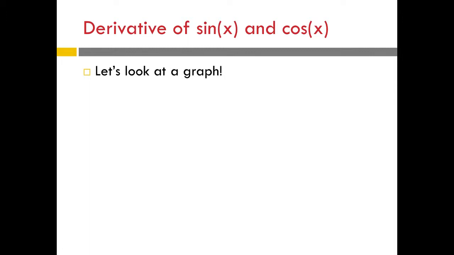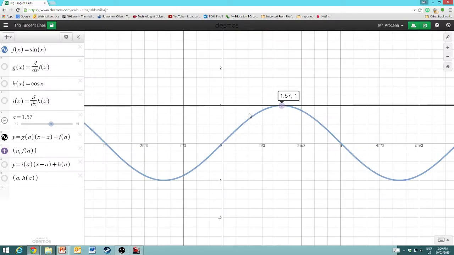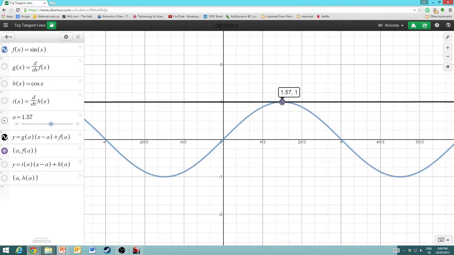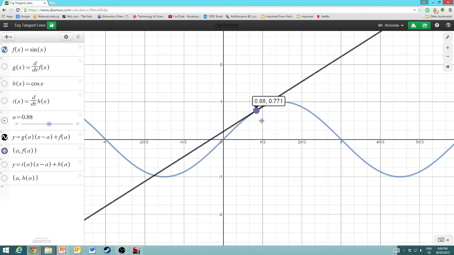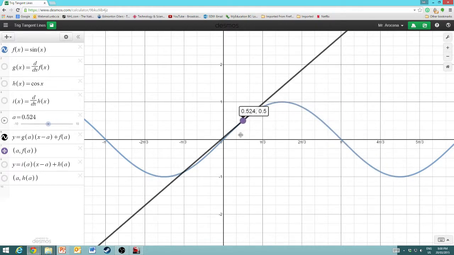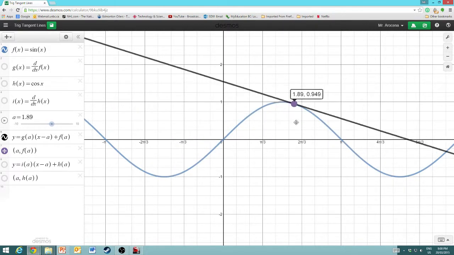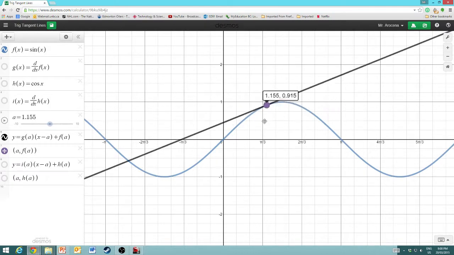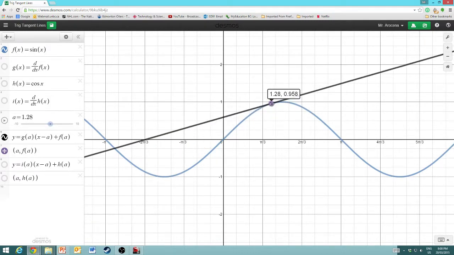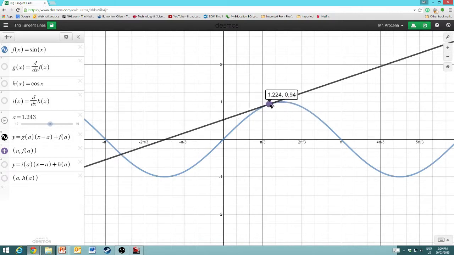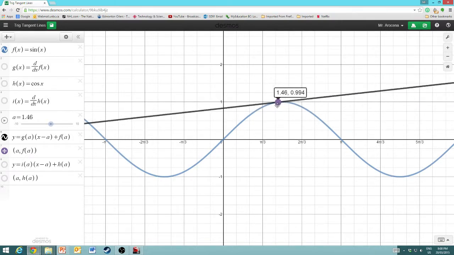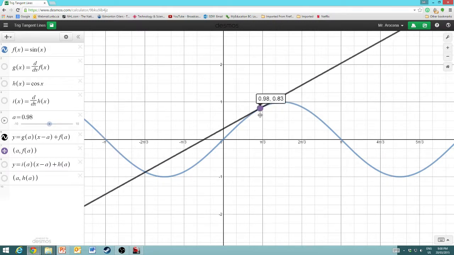Now, to help us visualize the derivative, or to calculate the derivative of this, we're going to look at a graph. It's easy to visualize the derivative of sine if we look at a graph of it. Here I've already prepared the graph. The blue is the graph of sine, and this black line is the tangent line at various points on this graph. We're going to use the slope of the tangent line to help us visualize what's going on with the derivative, because remember, the derivative is really just the slope of a line.